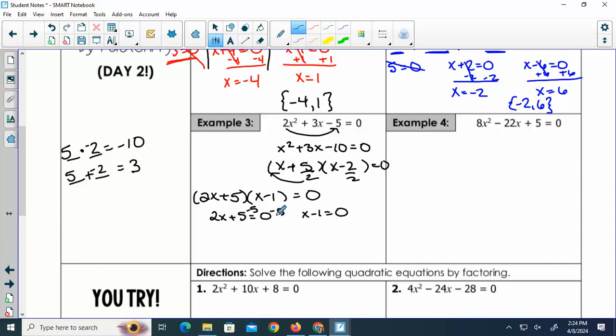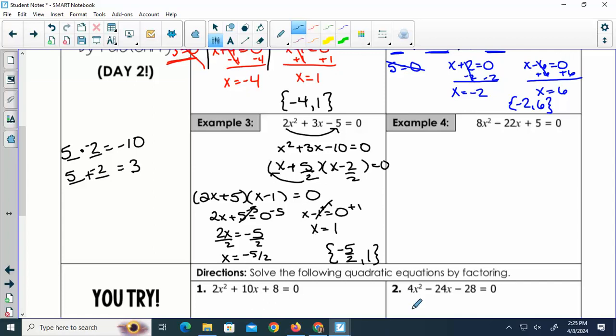Subtract our 5. So we get 2x equals negative 5. Divide by 2. And we get negative 5 halves. It's okay to get fractions. This one we would add our 1. We get x equals 1. So the answers are negative 5 halves and positive 1. Questions on that one?